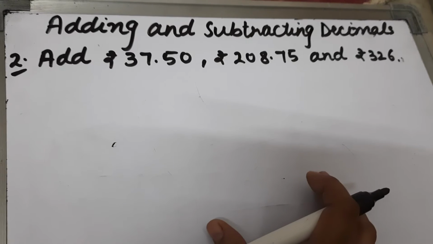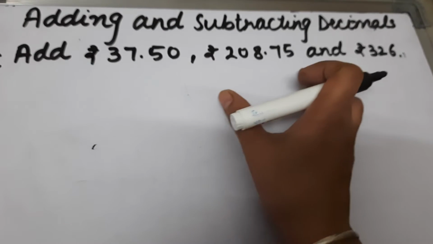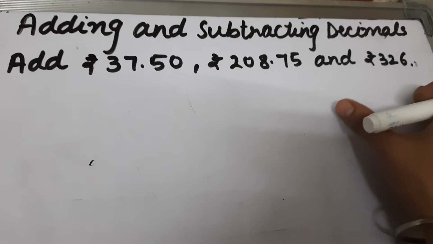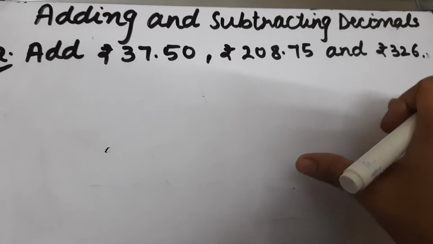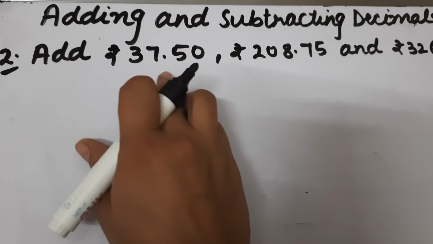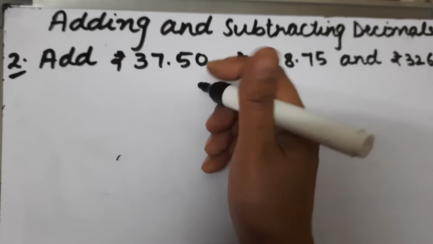Let's take one more example. The question is: add rupees 37.50, 208.75 and 326. We have to arrange all the decimal points in line. The digit at each place should be in line. So this is ones place, this is tens place, this is tenth place, and this is hundredth place.